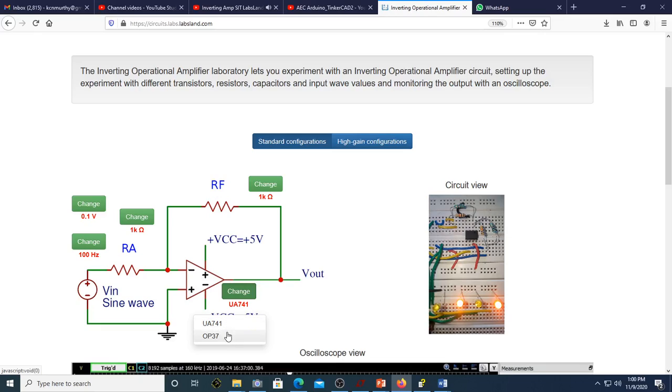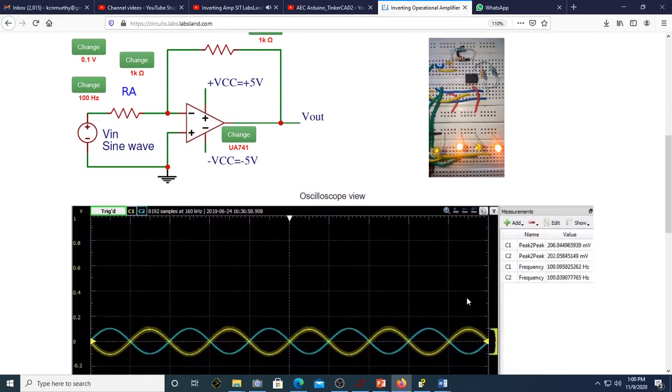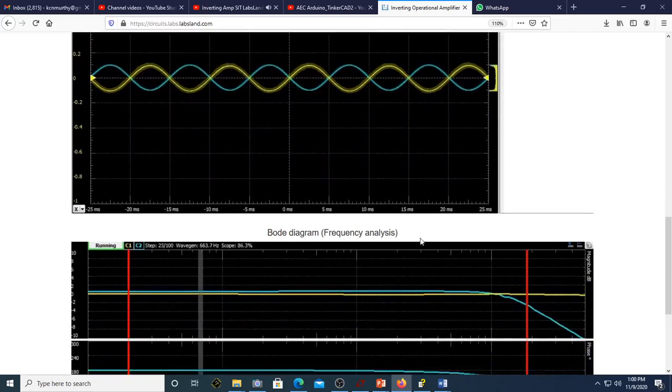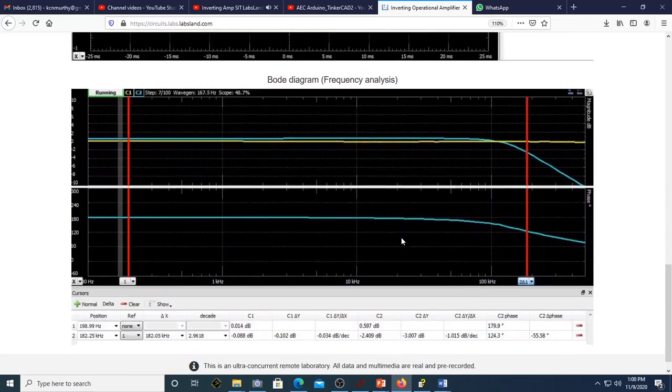The circuit view shows the real-time implementation of the inverting operational amplifier on the breadboard. The LEDs indicate which combination is in action at the given time. Oscilloscope view shows the time response of the inverting operational amplifier. Oscilloscope has 2 waveforms where yellow corresponds to input and blue corresponds to output waveform. The Bode diagram shows the frequency response of the inverting Opamp.